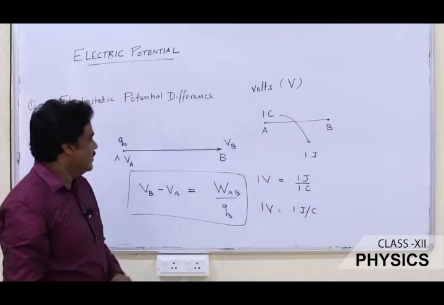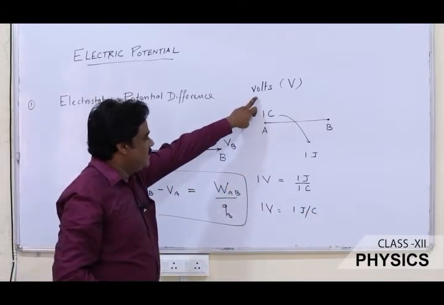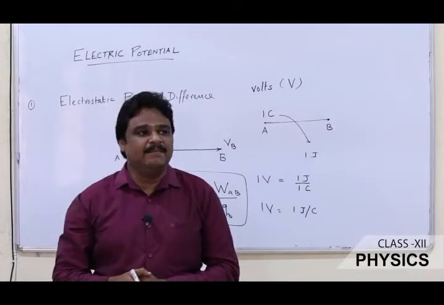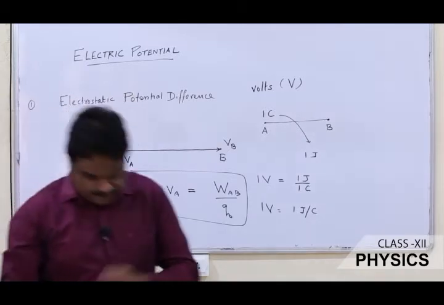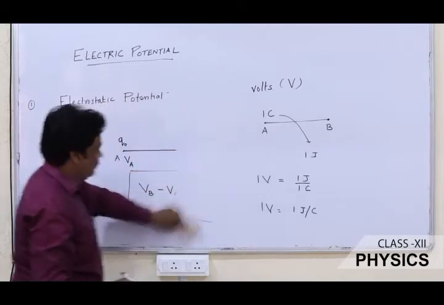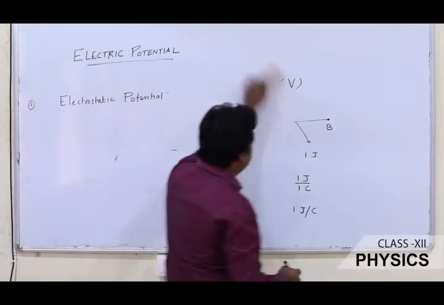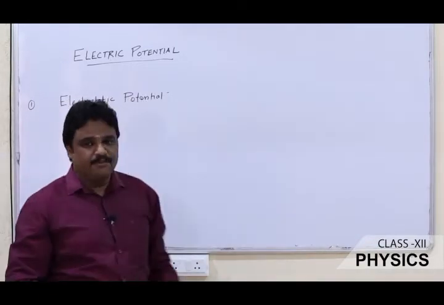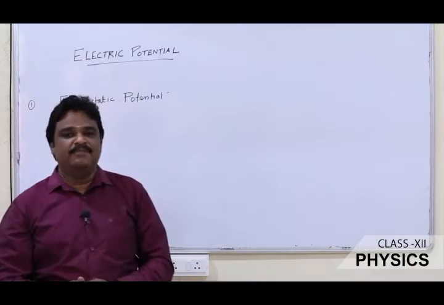Once again, what is the definition for 1 volt? The potential difference between 2 points is said to be 1 volt if 1 joule of work is done in moving 1 coulomb of charge from one point to the other against the electrostatic force, and that becomes the definition for 1 volt. Now I am going to get into the second terminology, that is electrostatic potential. The only difference is that potential difference is defined for 2 points, whereas potential I am going to define for a single point.